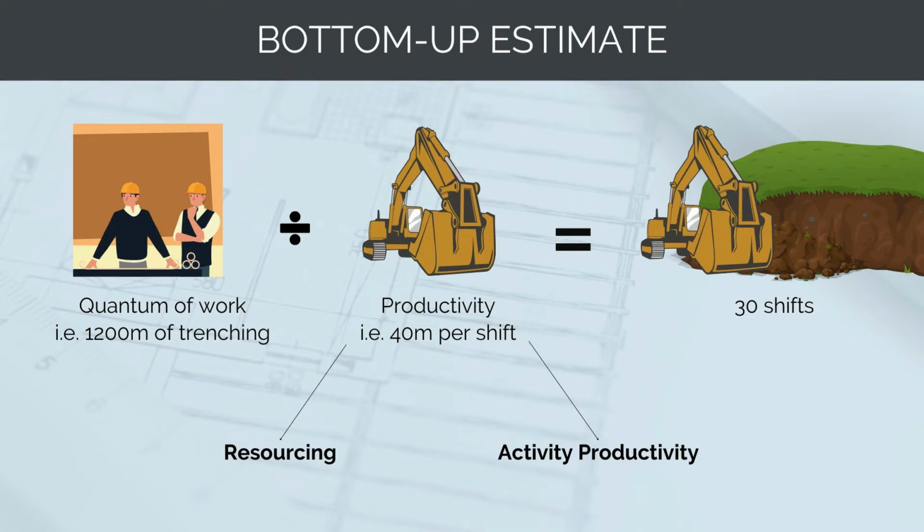So we'll consider things like the type of plant and machinery we're using, the method of excavation. So for example, if we're using hydro excavation, our productivity is going to be way slower than if we're using a 30-ton excavator. You then divide the quantum of work by the productivity per shift to get you the number of shifts it takes to complete a task. So 1200 meters of trenching, if we're doing 40 meters a shift, it's 30 shifts of work.